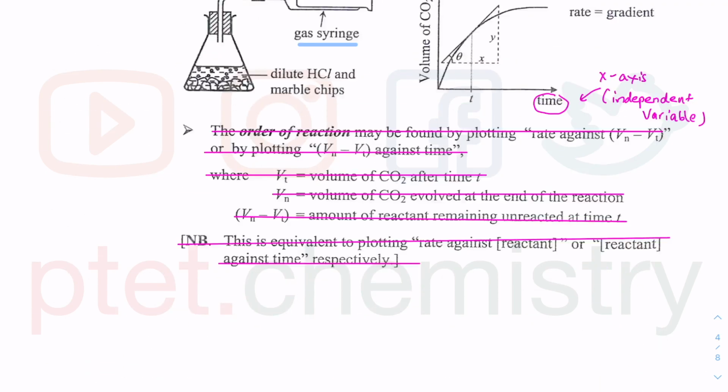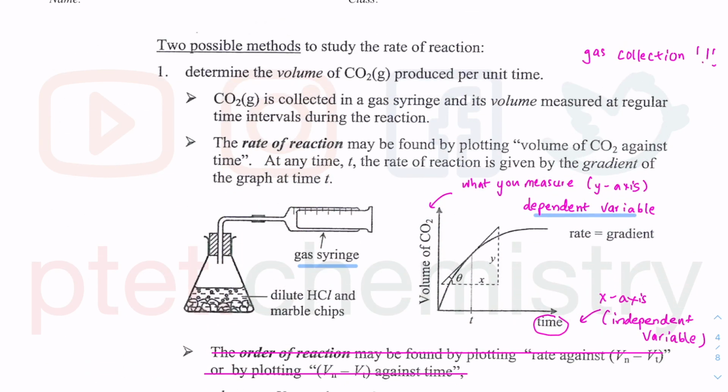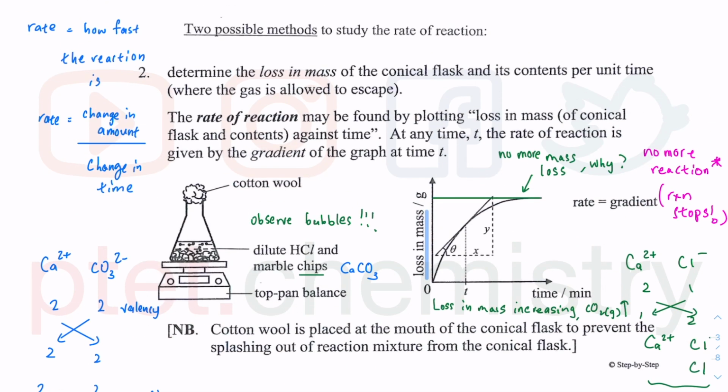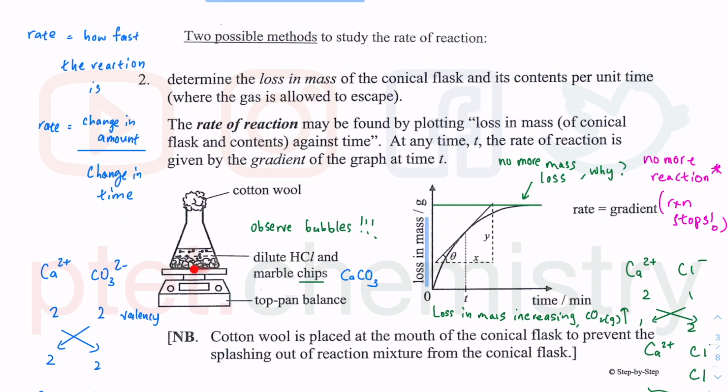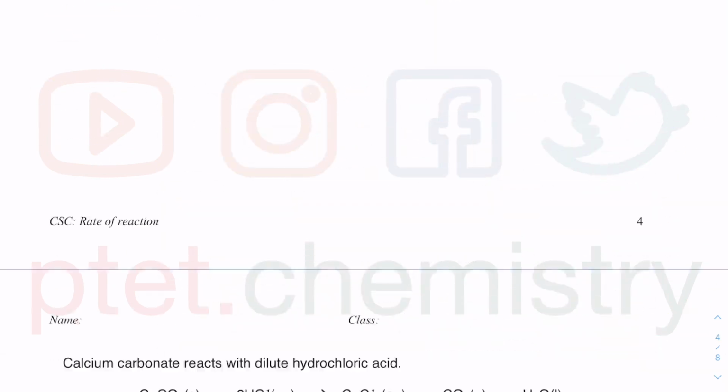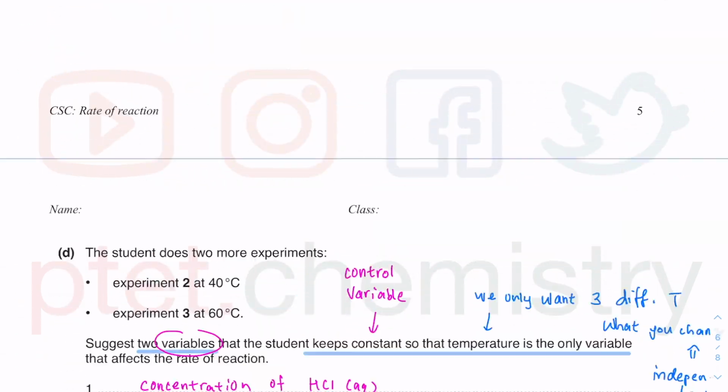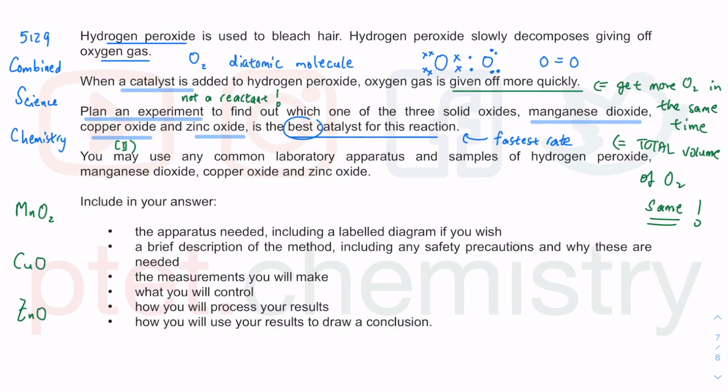You could also be looking at change in mass. Where was change in mass? Loss in mass, as the mass is being lost as a gas here. So you're measuring the mass of the contents. As you lose the CO2, the mass is going to decrease, it's a loss in mass. I think this particular example was about the gas collection, if I'm not mistaken.